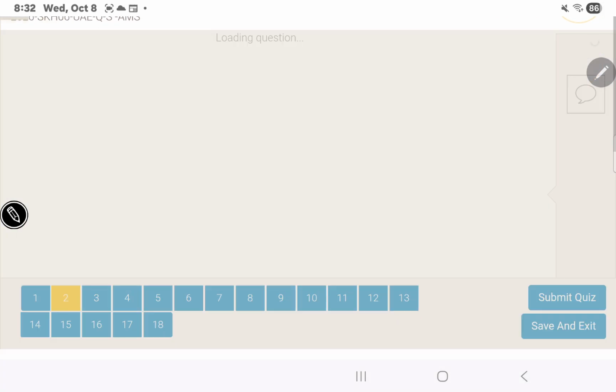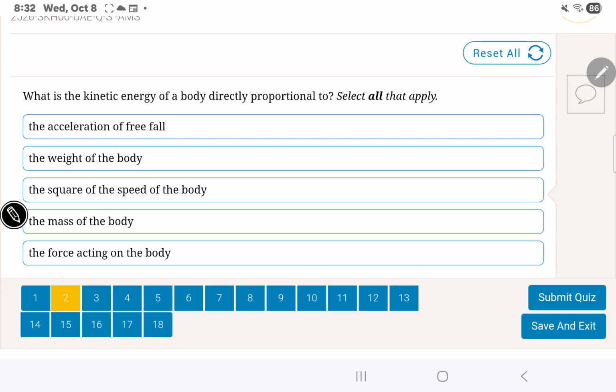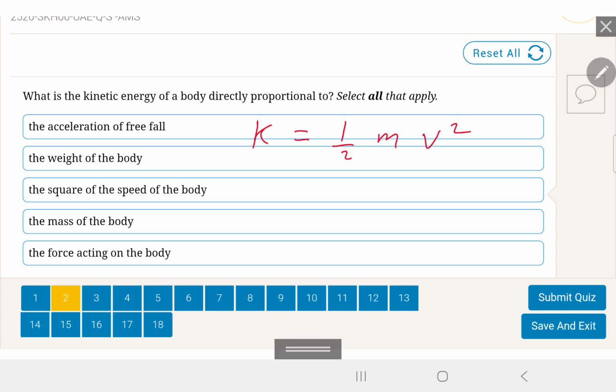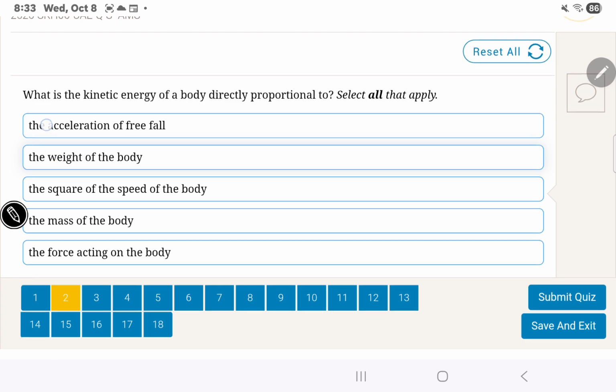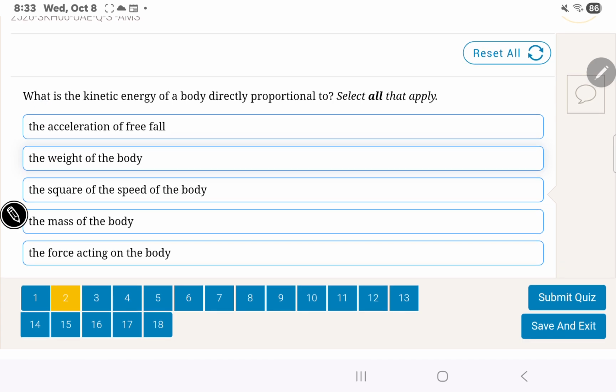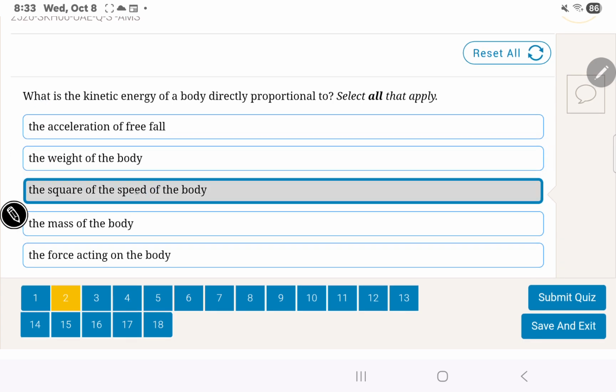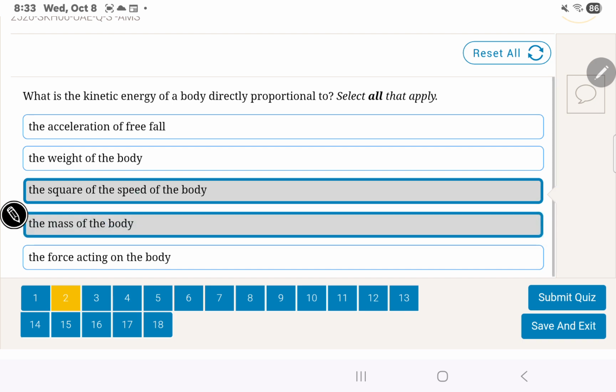And question number 2 now. What is the kinetic energy of a body directly proportional to? Now, kinetic energy, you have to memorize the formula. Kinetic energy is equal to half mv squared. Looking at the formula, you can easily notice that kinetic energy is directly proportional to mass and directly proportional to the square of speed. So here you have to choose the proportional to the square of the speed, and then the mass of the body.